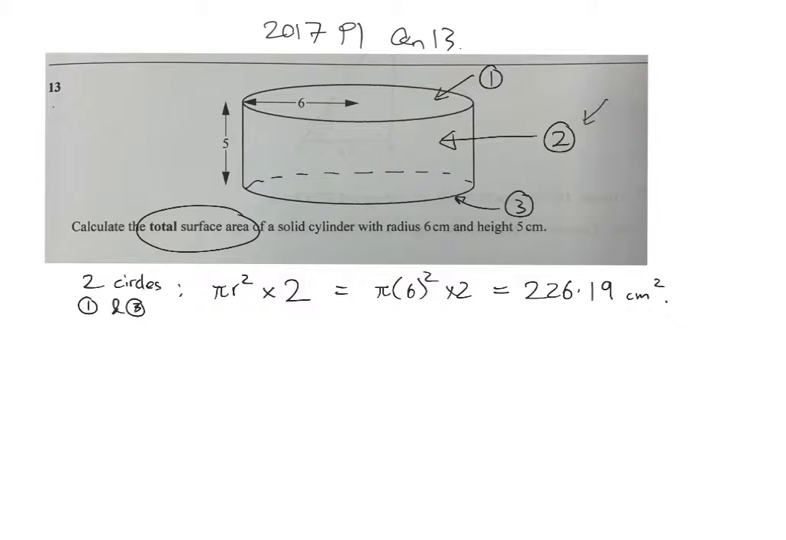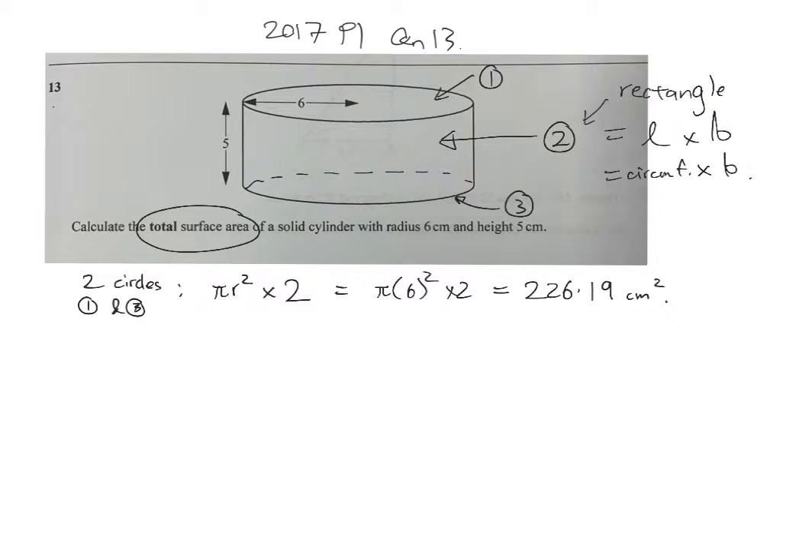Rectangle. John says rectangle. Do you agree or not? He's saying that the curved surface area, this part 2 here, is a rectangle. Do you agree or not? So, as mentioned, this is a rectangle of length times breadth. So length is actually the circumference of the circle times the breadth, which is the height here.